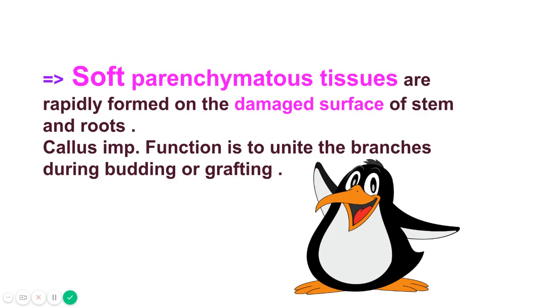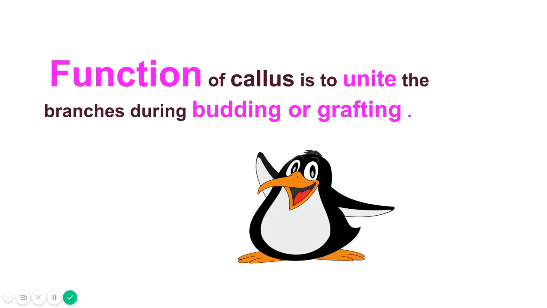Soft parenchymatous tissues are rapidly formed on the damaged surface of stem and roots. Callus' important function is to unite the branches during budding or grafting. And you know that budding is the production of a new organism from an outgrowth due to cell division. In grafting, it is the insertion of a new twig or a shoot into the plant. So the function of callus is to unite the branches during budding or grafting.